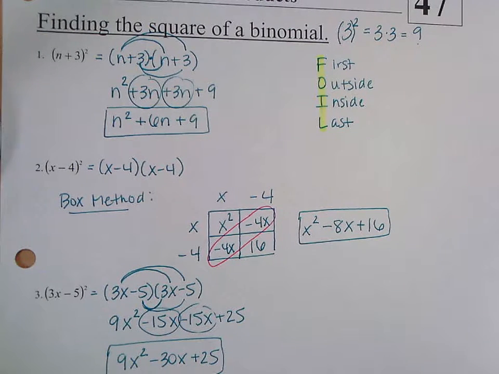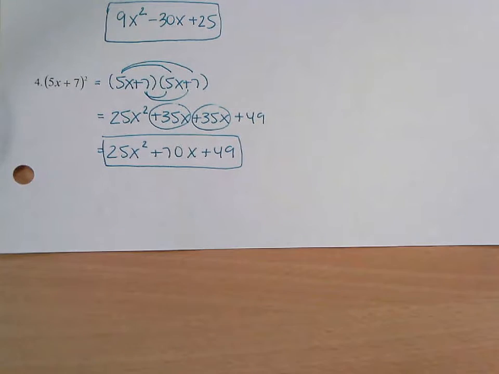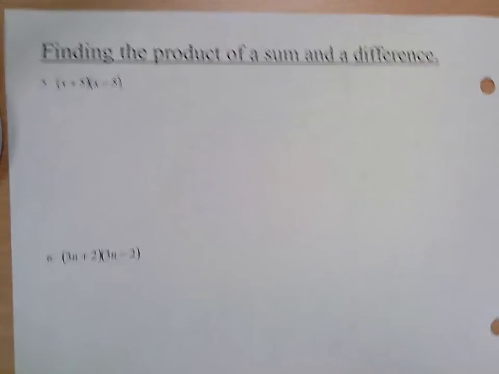Okay. Here, just double check. If you had an answer, I checked it, I might have let you know if something was wrong. 25x squared plus 70x plus 49. All right, so we're going to move on to the other special product on the back.